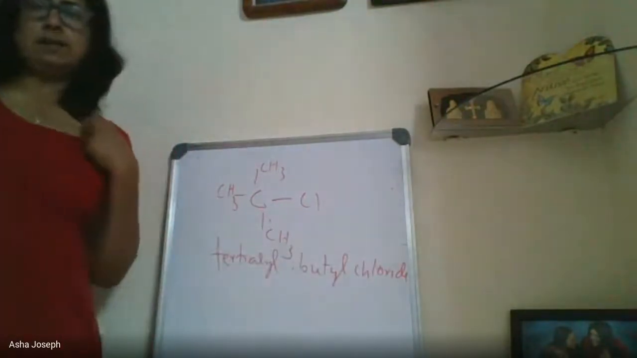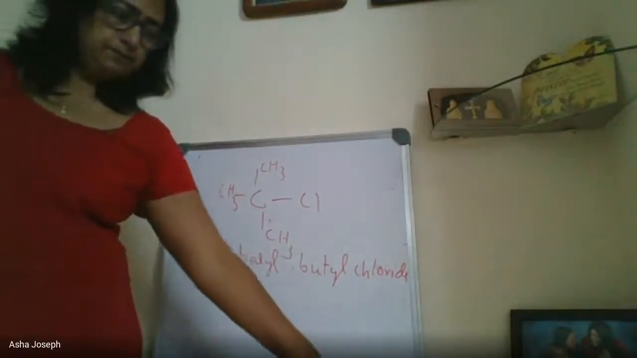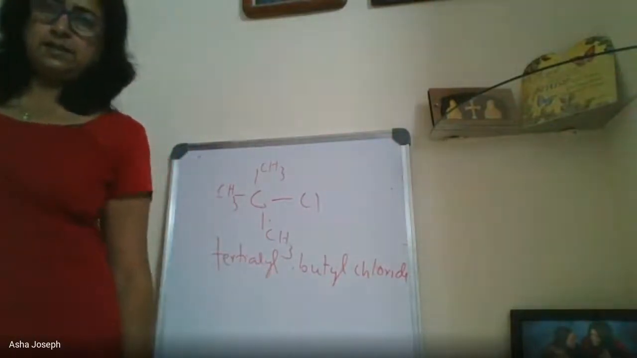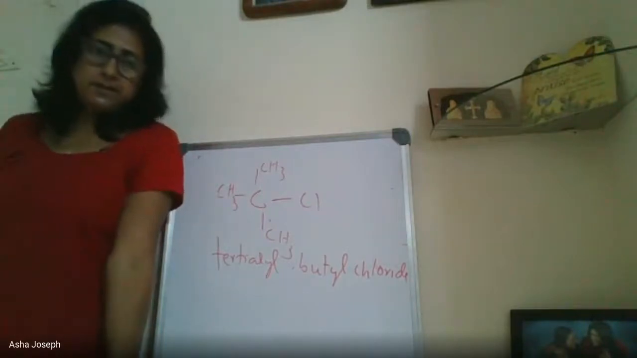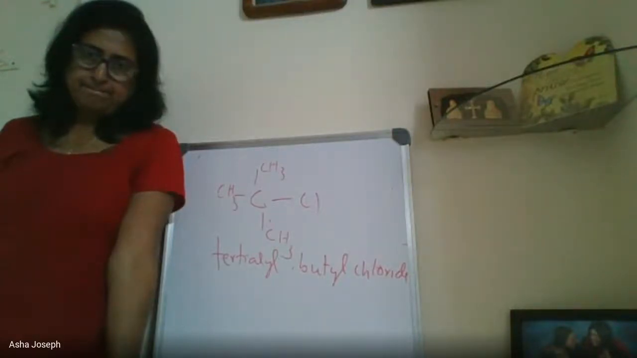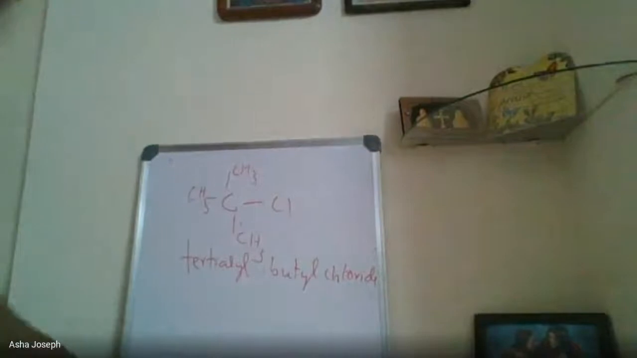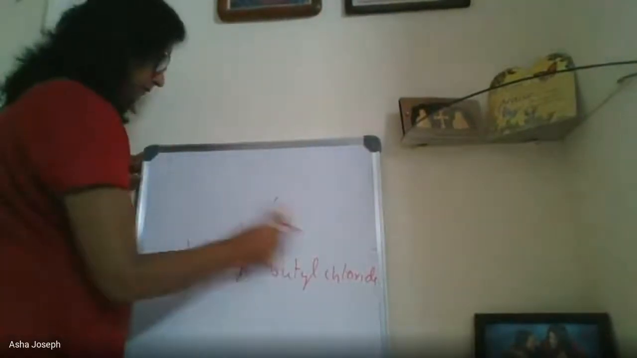So in all these cases, the carbon is sp3 hybridized. So the first classification is primary, secondary, and tertiary. Understood this? We'll go ahead. Answer, children. Any doubt? You can ask. So we will go to the next classification.